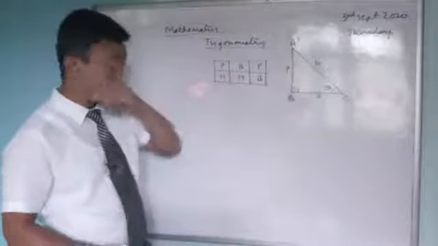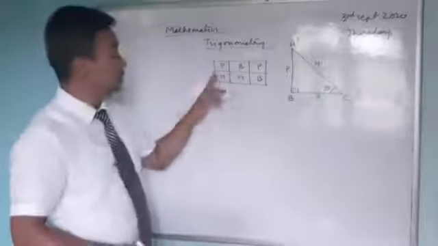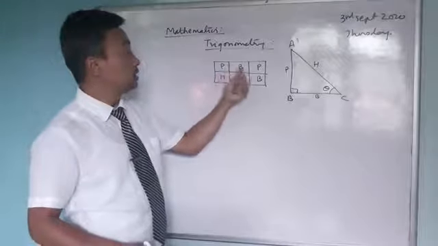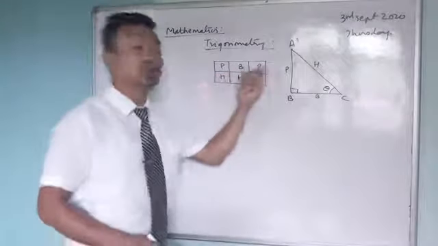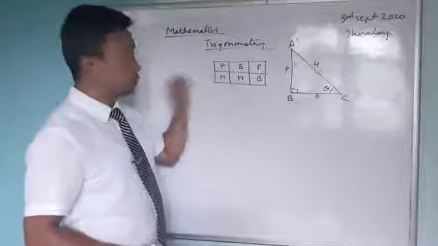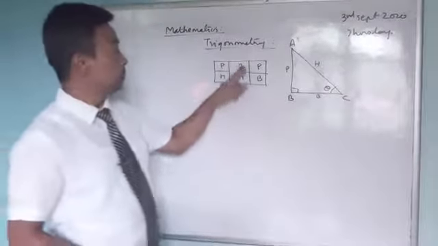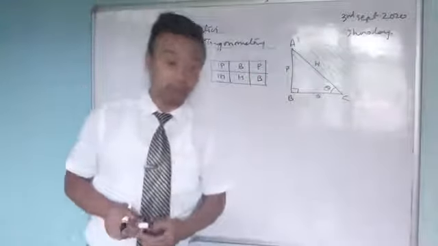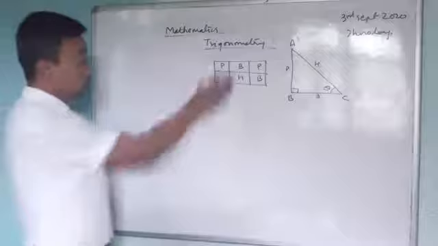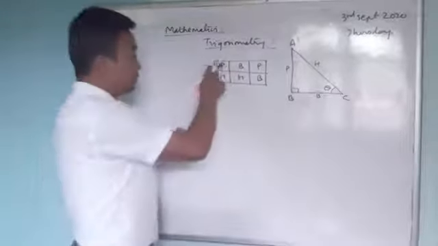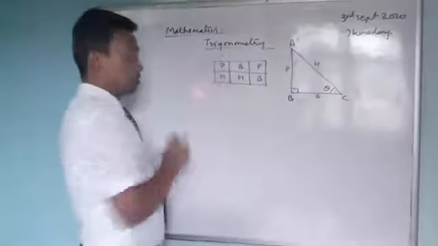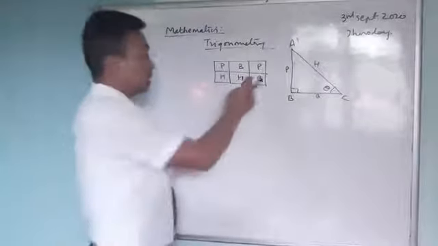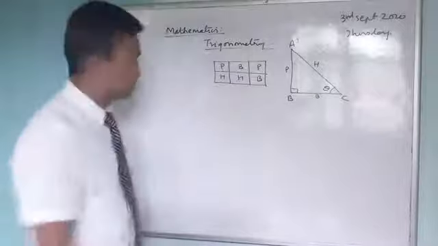There is one small trick to remember. You can name this as Pandit Badri Prasad Har Har Bole. So P by H is sine theta, B by H is cos theta, and P by B is tan theta. So from here we can get the formula. If you reverse it, we will get cosec as H by P, sec as H by B, and cot as B by P.